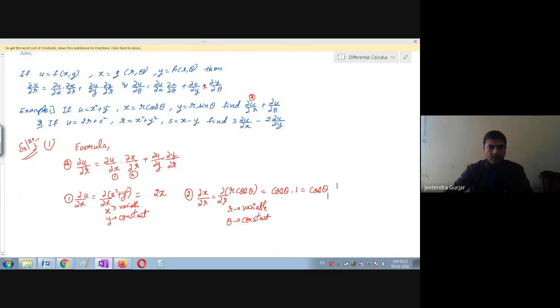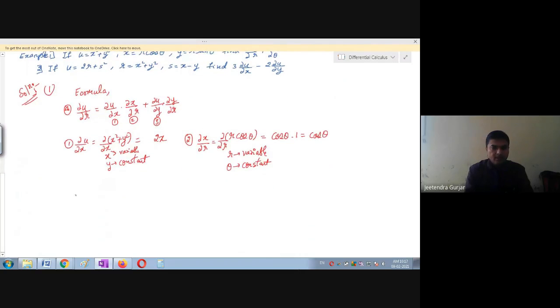Now we'll move to the third one, which is quite easy. I will write ∂u/∂y. Don't worry. Just write u, that is x squared plus y squared. Now y is our variable, so x is our constant. The derivative will become 2y.